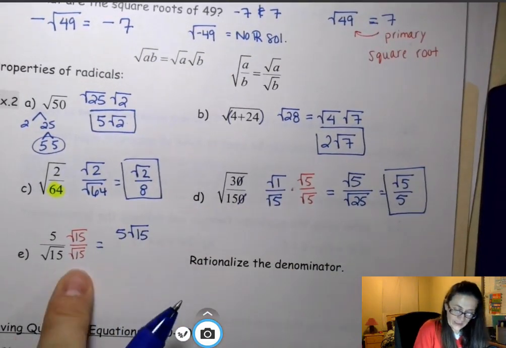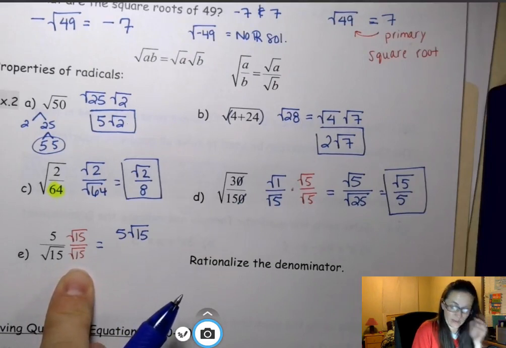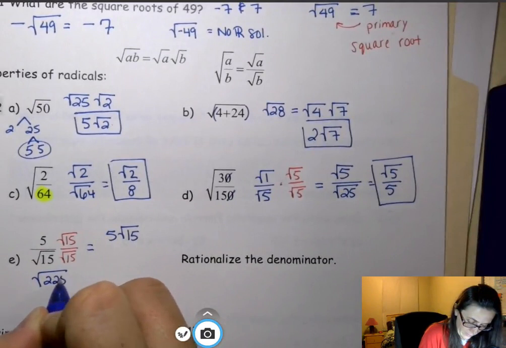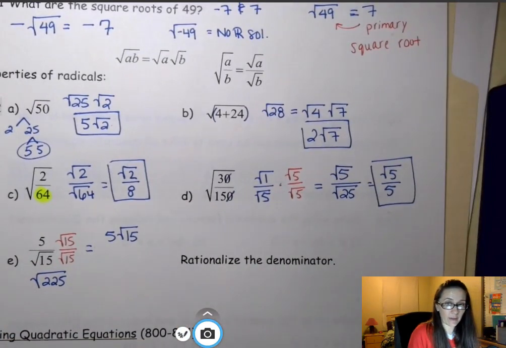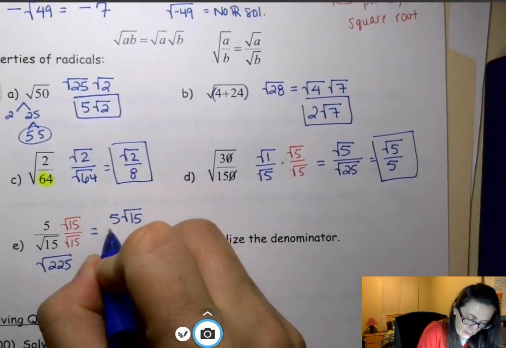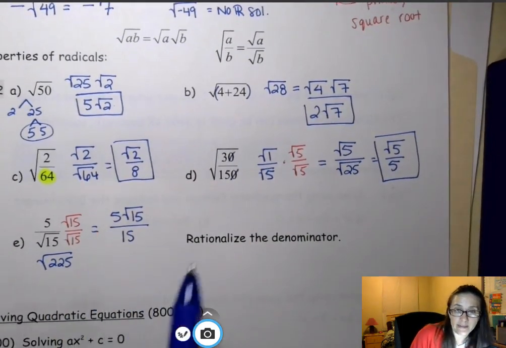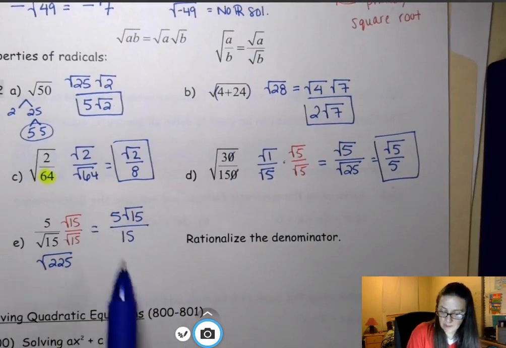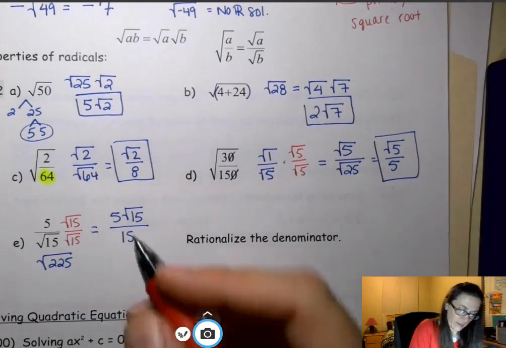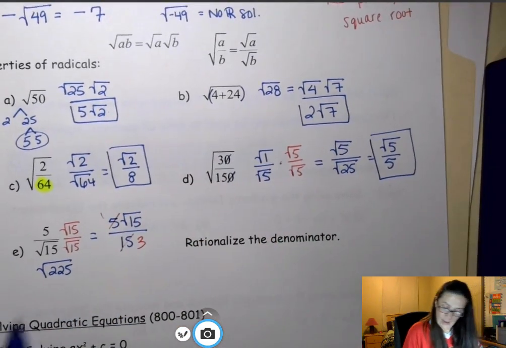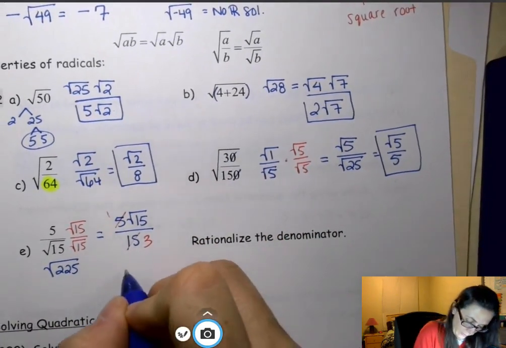Now, 15 times 15, 15 squared, we're going to get 225. And we multiplied those together on purpose so we could take the square root, and so we have 15 in the denominator. Well, now I can simplify. The 5 and the 15 are both out of the radical, so I can divide that by 5. I end up with an answer of square root of 15 over 3.